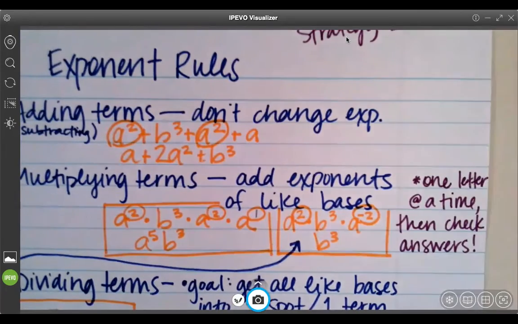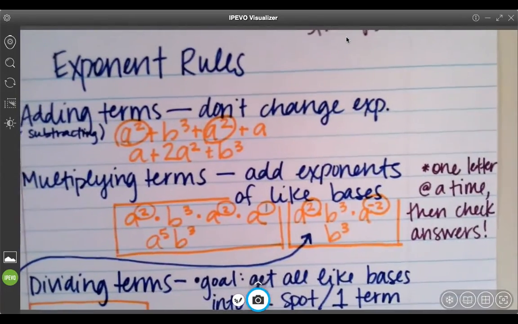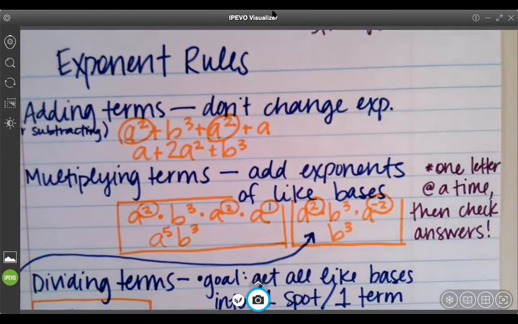All right, so that's our notes. You do have an assignment. It is in ACT Online Prep. It's called Exponent Practice. There are two components to it. One of them is like a little lesson where it reviews all of these rules. And then at the bottom of the screen, you have about 4 or 5 questions to answer.